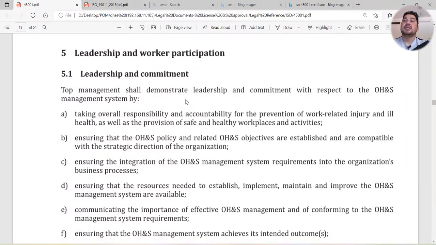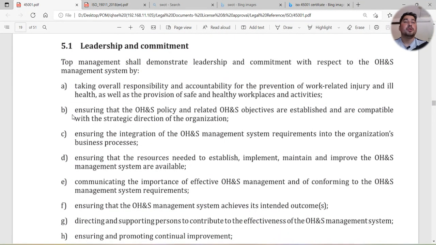Now it is saying that top management shall. Shall means requirement. Top management shall demonstrate leadership and commitment with respect to the occupational health and safety management system. By how? How can they demonstrate the commitment? Taking overall responsibility and accountability for the prevention of work-related injury and ill health, as well as the provision of safe and healthy workplaces and activities.